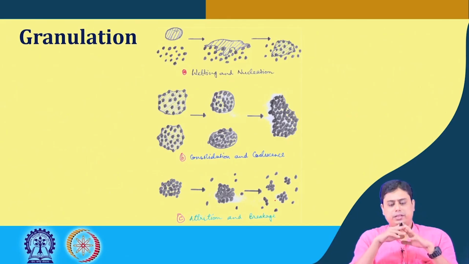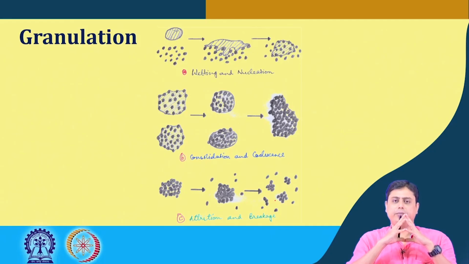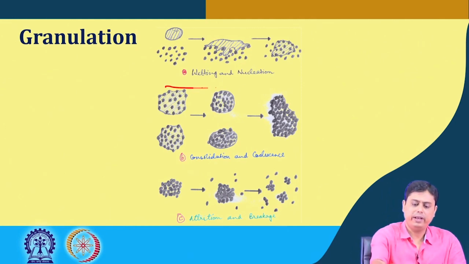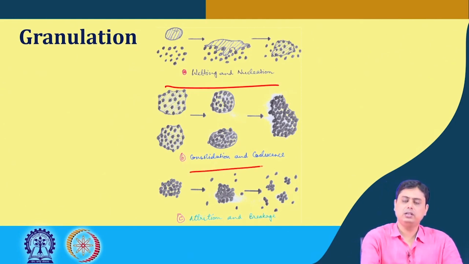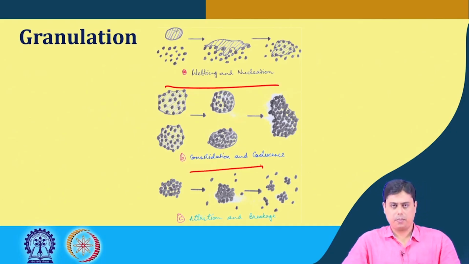So granulation basically involves three major rate processes. The rate of granulation is influenced by these rate processes. The first step is wetting and nucleation. The second step is consolidation plus coalescence. And the last step is attrition and breakage.